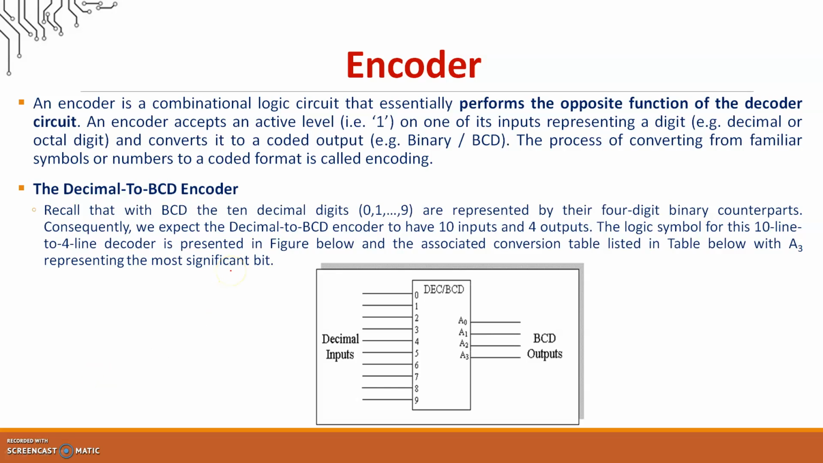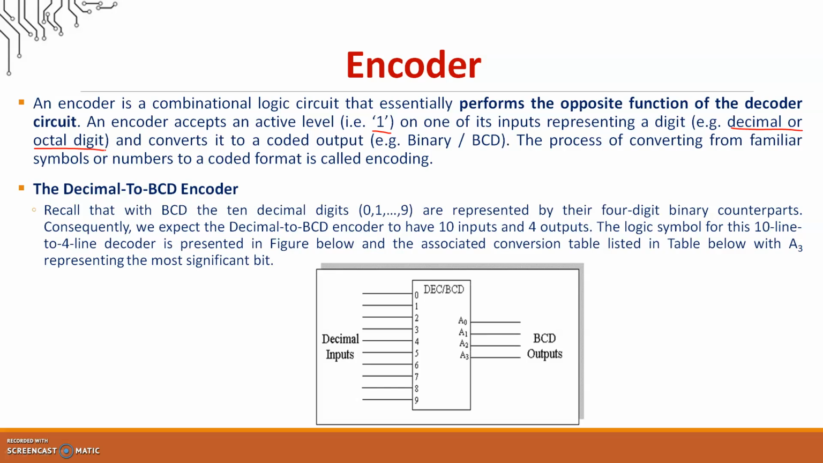The encoder is also a combinational logic circuit. The encoder is a combinational logic circuit that essentially performs the opposite function of a decoder circuit. An encoder accepts an active level, that is 1, on one of its inputs representing a digit, that is decimal or octal.